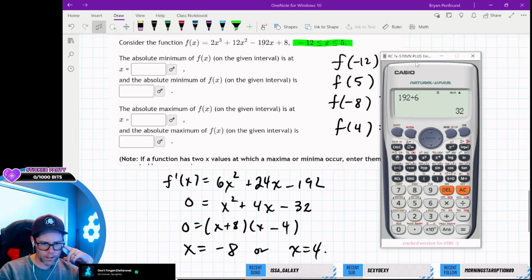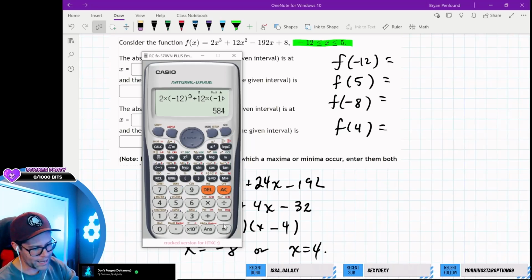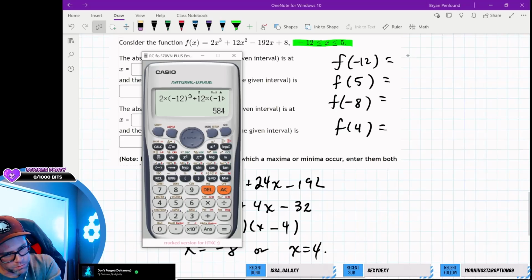So let's pop up our calculator. Let's start programming some of these values in for our functions. Let's go 2 times, let's start with our negative 12. So negative 12 cubed, plus 12 times negative 12 squared, minus 192 times negative 12. And then we'll add 8. So I get as a y output 584. That's pretty big.